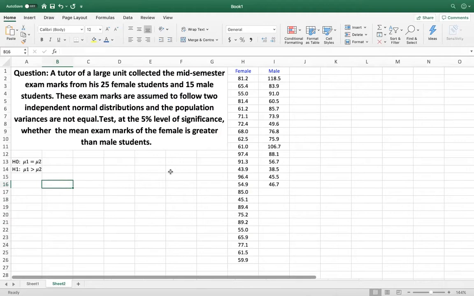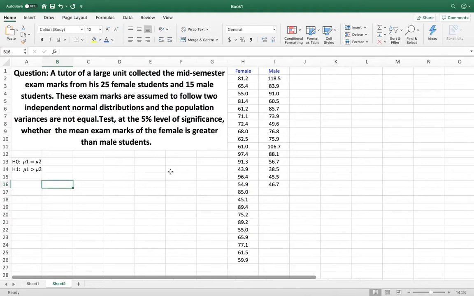A tutor of a large unit collected the mid-semester exam marks from his 25 female students and 15 male students. These exam marks are assumed to follow two independent normal distributions, but the population variances are not equal. Test at the 5% significance level whether the mean exam marks of the female students is greater than that of the male students.